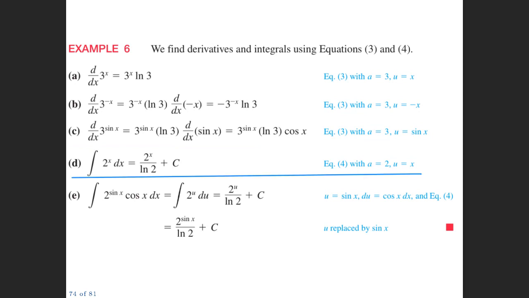The integral of 2 to the power x dx. Well, if we differentiate 2 to the power x, we need to multiply by ln 2. The opposite of multiplying by ln 2 is dividing by ln 2. So 2 to the power x divided by ln 2 plus c. And then finally, a substitution question. Using u equal to sine x, the integral of 2 to the power sine x cos x dx becomes the integral of 2 to the power u du, and then it becomes easy.